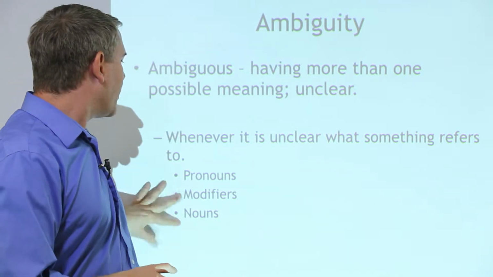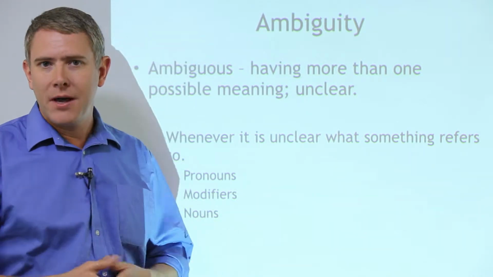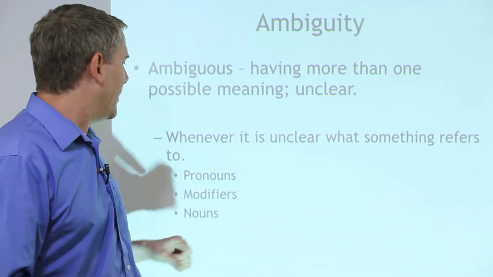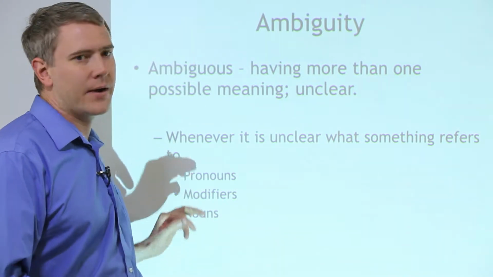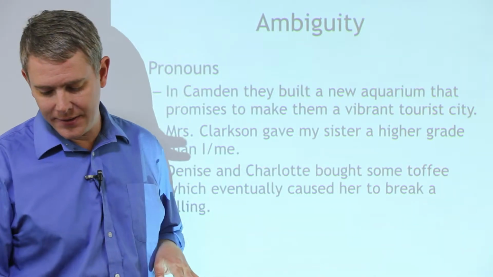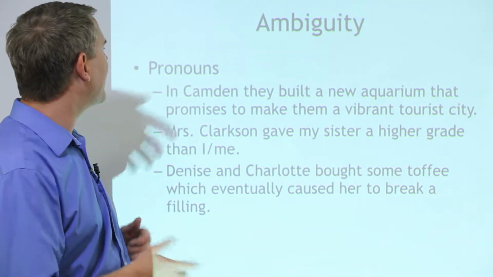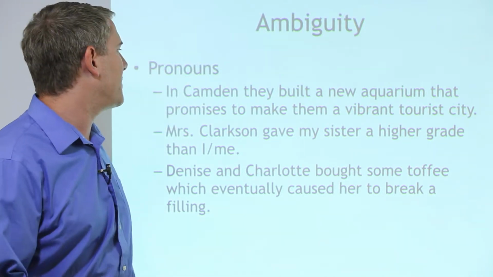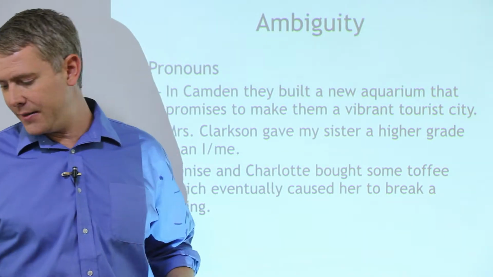And whenever you're not clear what something's talking about, that's ambiguity. And it can happen with pronouns, with modifiers, with nouns, sometimes with verbs, but these are the big ones that show up on the ACT. All right, take a look at a couple examples. Pronouns. In Camden, they built a new aquarium that promises to make them a vibrant tourist city.